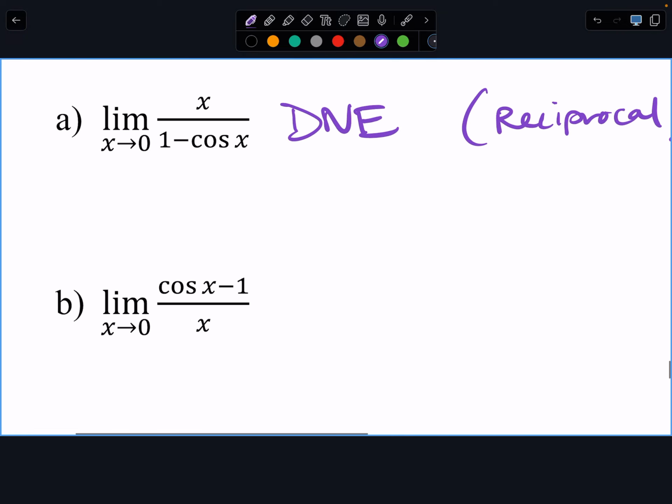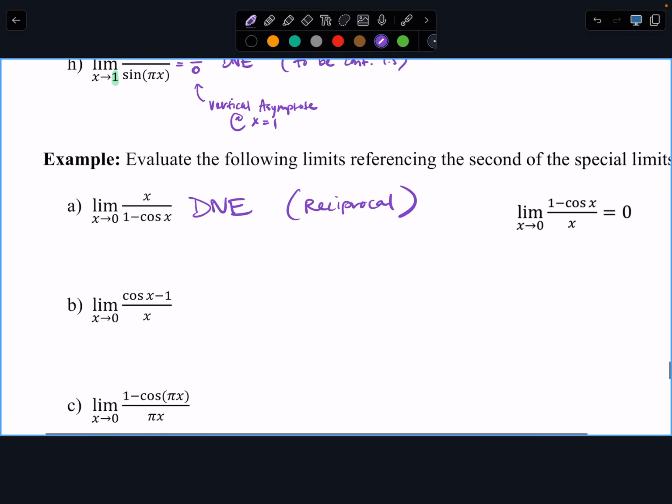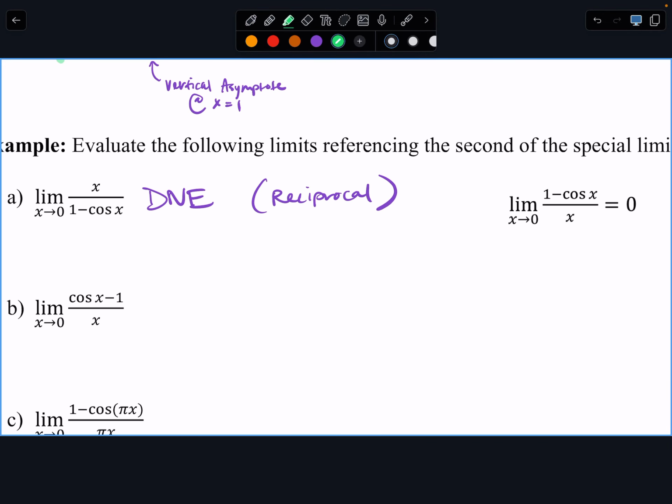Okay, this looks close to the special trig limit, but it's a little different. How is it different? You could do that. What if we just factor out? You totally could do that. That is a strategy that works.